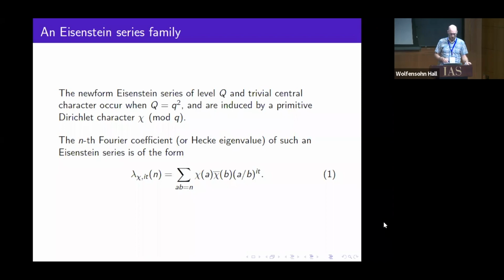We want newforms. Okay, so basically these are the Dirichlet series coefficients that I'm interested in. If you're not a huge Eisenstein series person, you could just think about Dirichlet characters and look at these divisor convolutions as the coefficients.